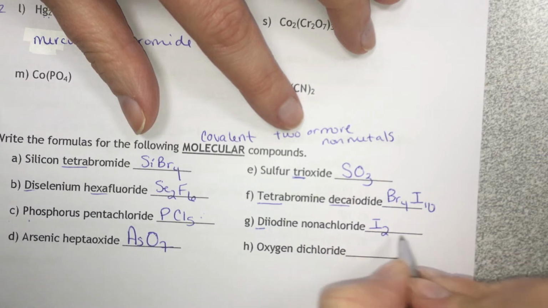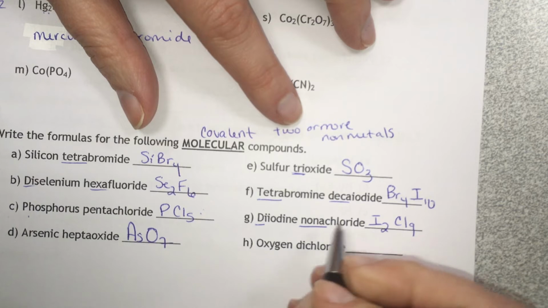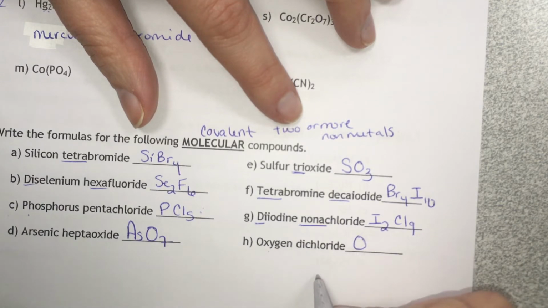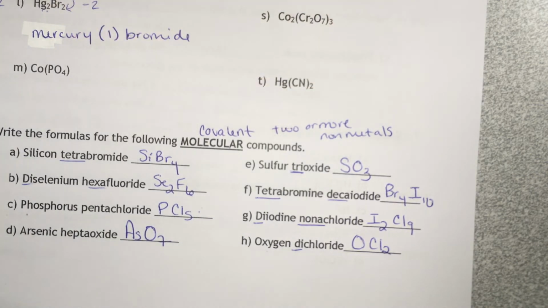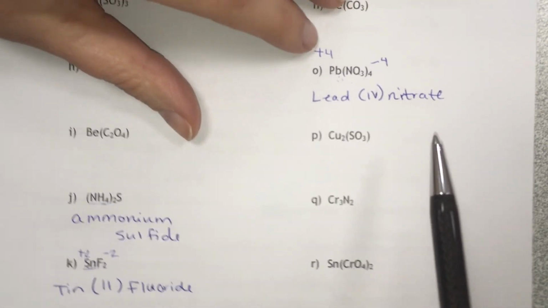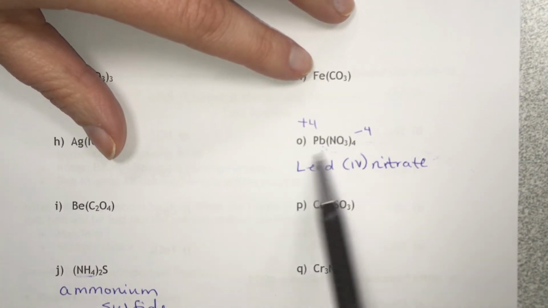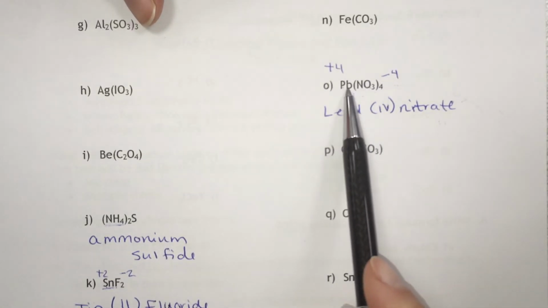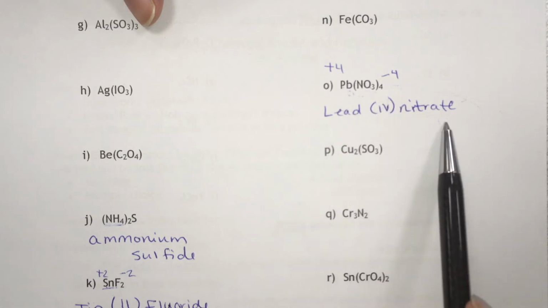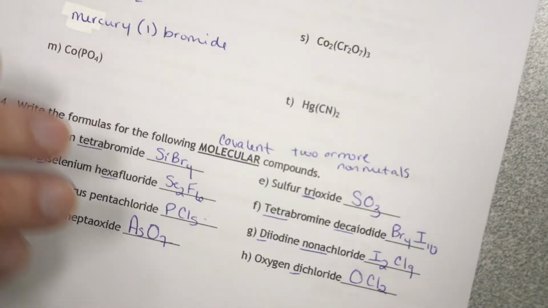Diiodine nonachloride. Oxygen dichloride. Okay, so those tend to be pretty easy. I feel like the most difficult ones, especially last year when the kids took their test, is where they really lost a lot of points: being able to convert the formula to the word equation and figuring out what that charge is.